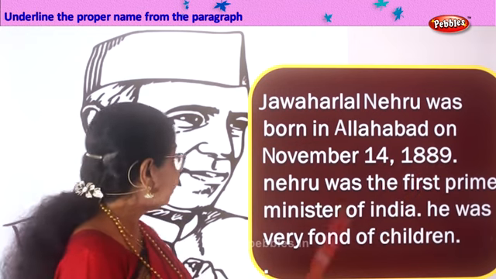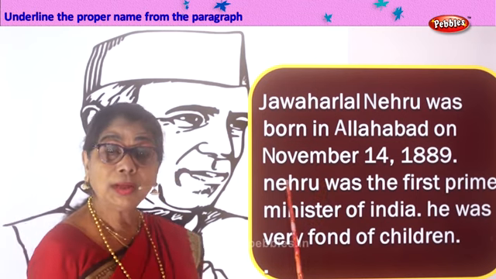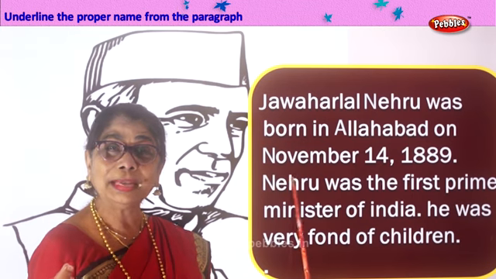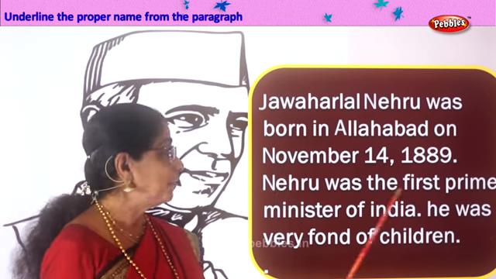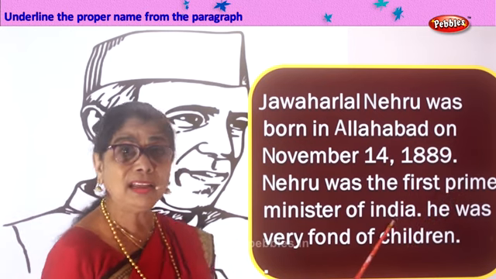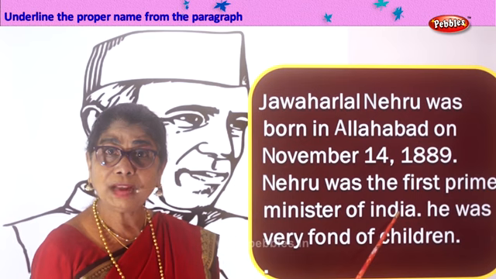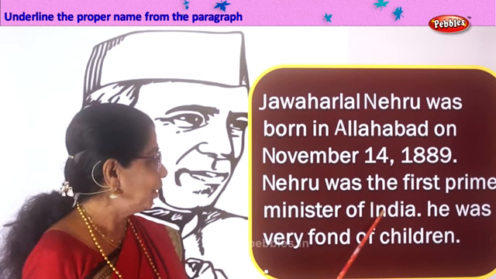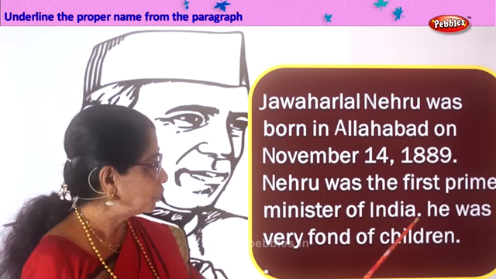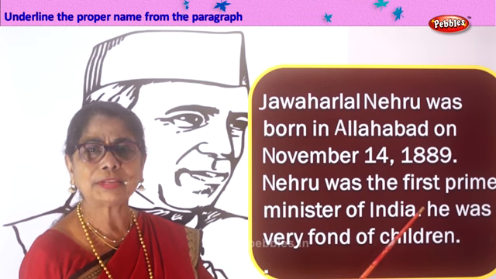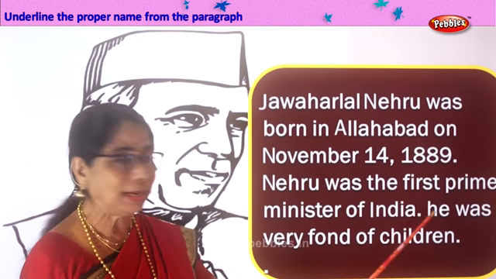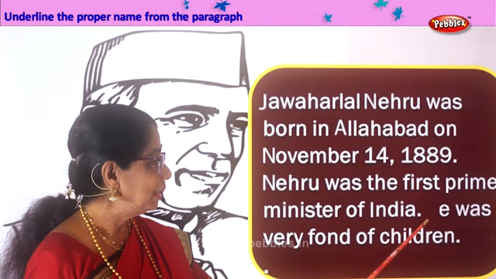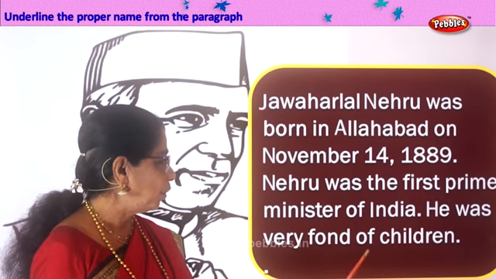1889. Next, Nehru was, Nehru. Again the name comes, Nehruji's name, capital letter. It's a proper noun. N, we replace with capital letter. Nehru was the first Prime Minister of India. India is a country. Name of our country. I should be written in capital letter. Good. Next, full stop. Any word that comes after the full stop should begin with the capital letter. He. H should be changed into capital letter. He was very fond of children.